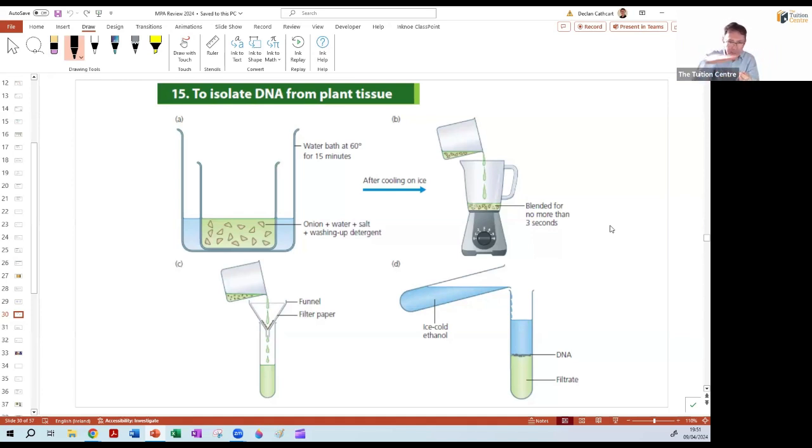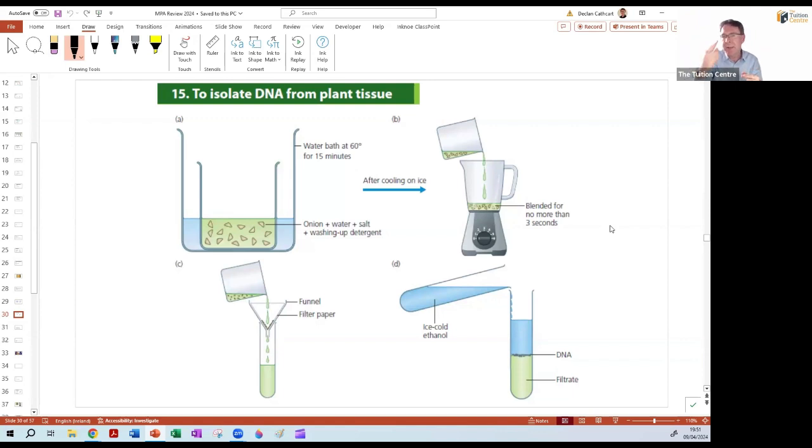So at the interface in between the ice cold ethanol, it'll sit on top. The ice cold ethanol is less dense, so it floats on the filtrate, right? And so where the two liquids meet, you'll see the DNA coming out of solution. It takes a minute or two, happens pretty much straight away, but it'll continue to come out of solution. Then you put in your wooden splint and you fish it out.